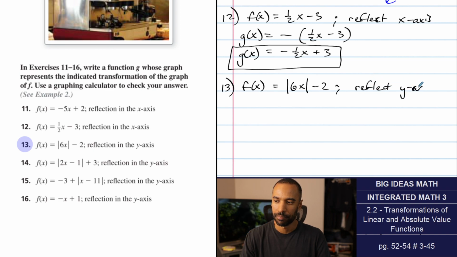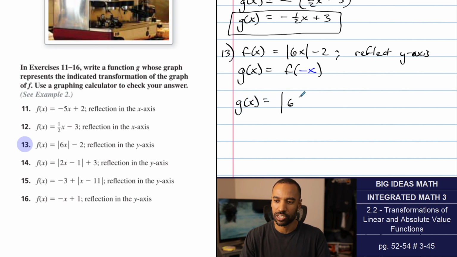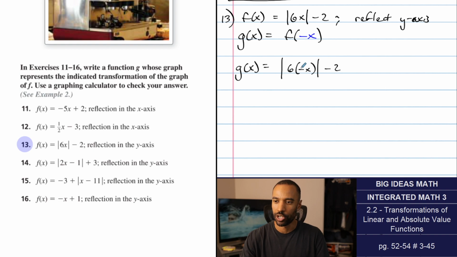the harder of them. So reflecting in the y-axis, keep in mind, that means take your f of x equation, but make every x a negative x. That's what's going to be substituted in there. So g of x equals, this will be absolute value of 6 times negative x minus 2. x got replaced by negative x. Should have made it blue, my bad. Not that you can really tell.